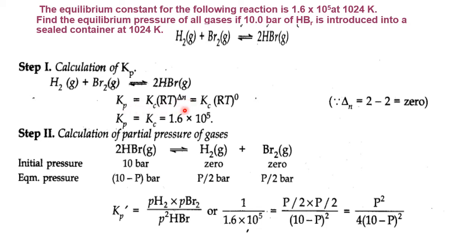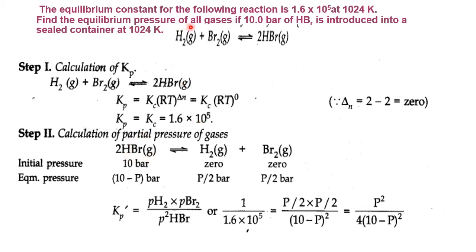So Kp equal to Kc into RT to the power 0. Why 0? 2 moles, 2 moles, it is 0. So Kp becomes equal to anything to the power 0, equal to 1. So 1 into Kc. So Kp is equal to Kc here. How much is Kc? Kc equal to 1.6 into 10 to the power of 5. Same value you will get for the Kp also. So Kp equal to 1.6 into 10 to the power 5. Now we'll go to the calculation of partial pressure.